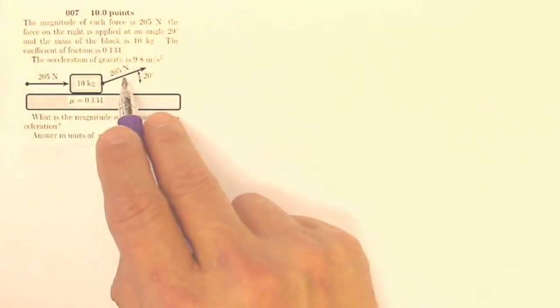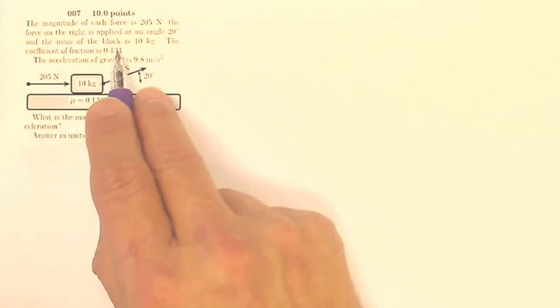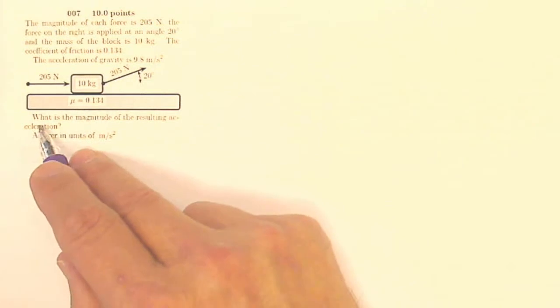It says the force on the right is applied at an angle of 20 degrees, and the mass of the block is 10 kilograms. The coefficient of friction is 0.134. It says, what is the magnitude of the resulting acceleration?